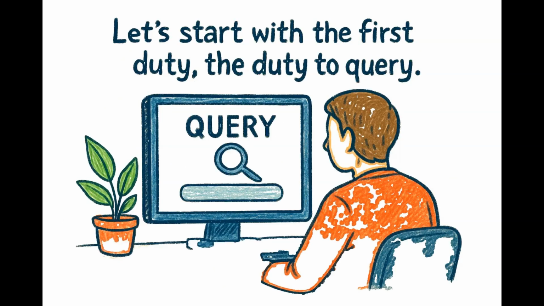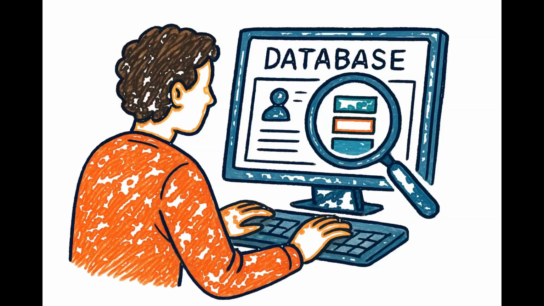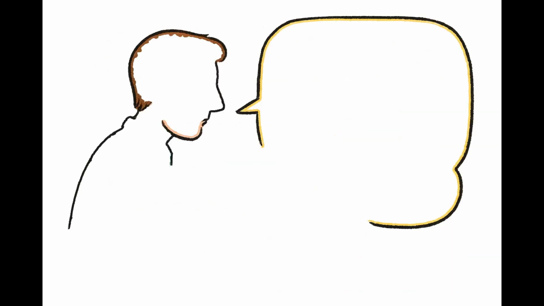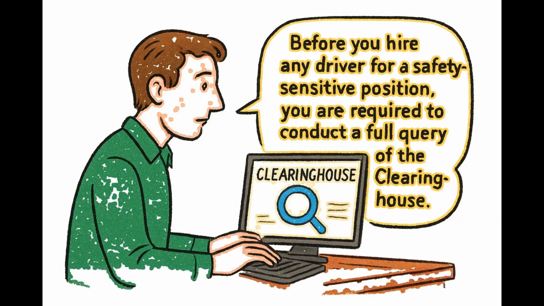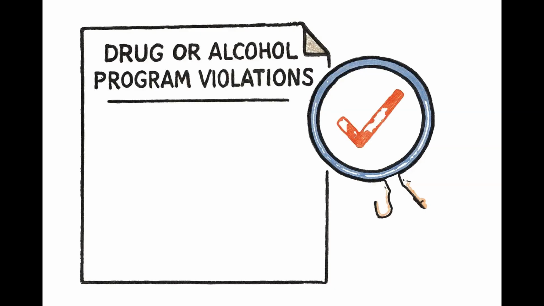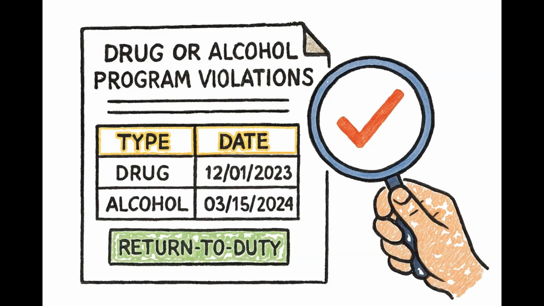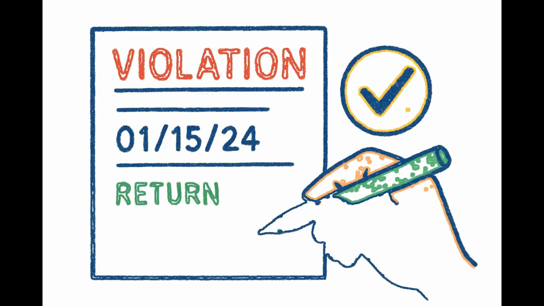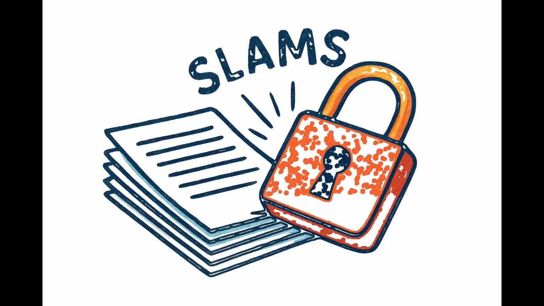Let's start with the first duty, the duty to query. This is the process of looking into the database. First, and most critically, is the pre-employment query. Before you hire any driver for a safety-sensitive position, you are required to conduct a full query of the Clearinghouse. A full query gives you a complete, detailed view of any and all drug or alcohol program violations in that driver's record. It shows the type of violation, the date, and information on their return to duty status, if any. This is the step that slams the old loophole shut.